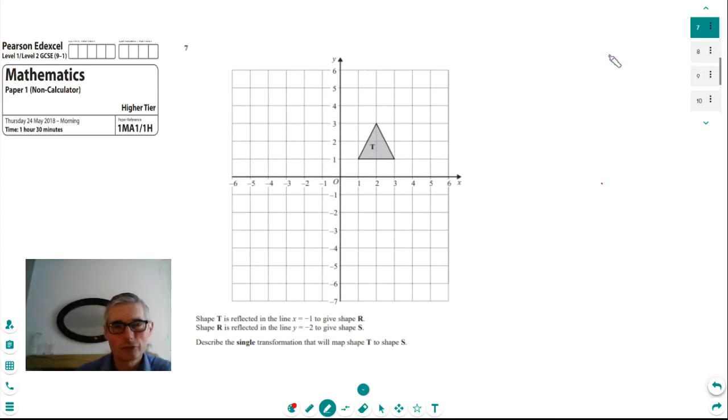I'm going to continue going through the Edexcel higher tier paper from 2018. So we're up to question 7. This question is about transformations. There are several types of transformation. There are enlargements, rotations, reflections, and translations.